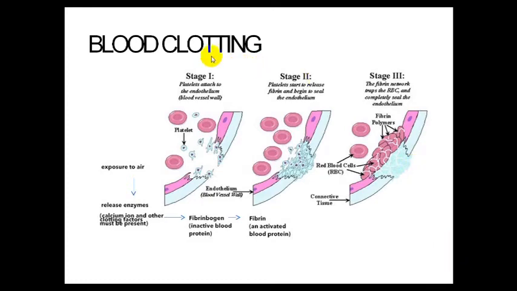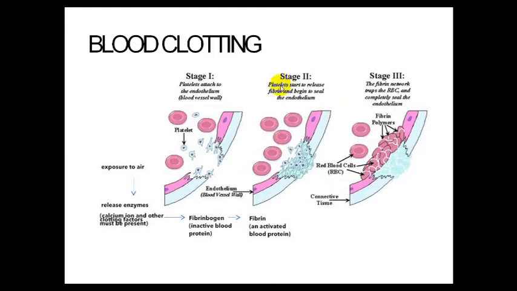These are all the stages that happen in blood clotting. In the first stage, whenever there is a broken blood vessel, platelets will attach to the endothelium, on the blood vessel wall. Platelets will quickly go and attach themselves to the broken vessel. Exposure to the air will make enzymes be released, like calcium ions and other clotting factors. This stage actually happens within minutes. By the time you accidentally cut yourself, all of these stages will happen.